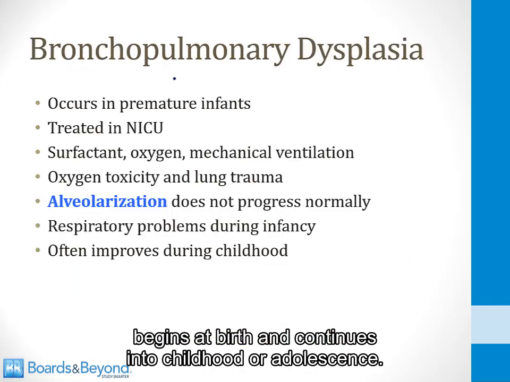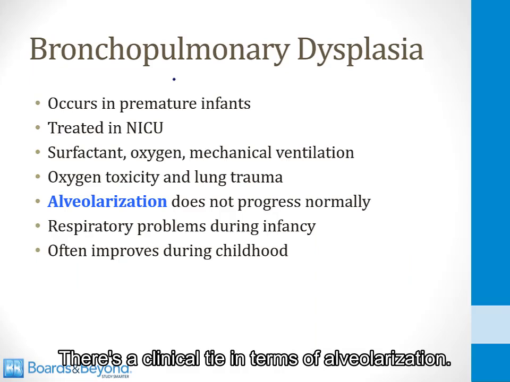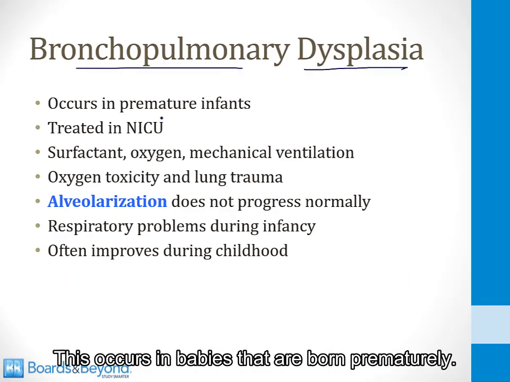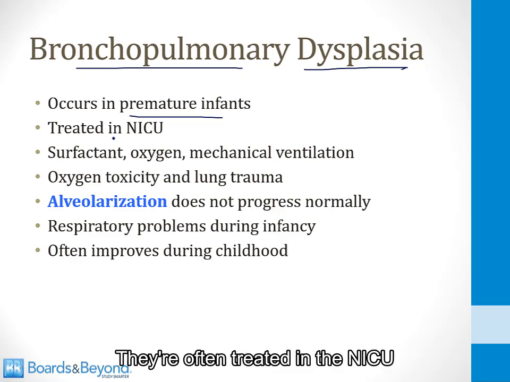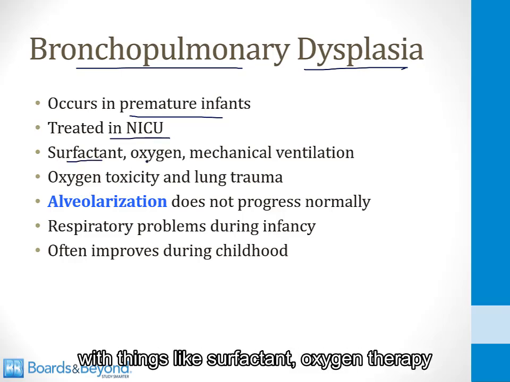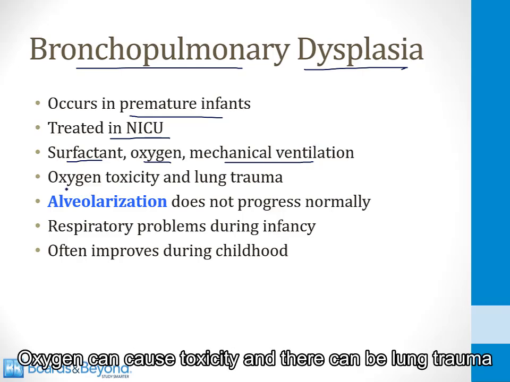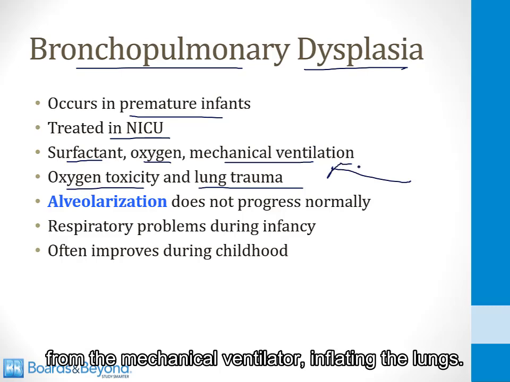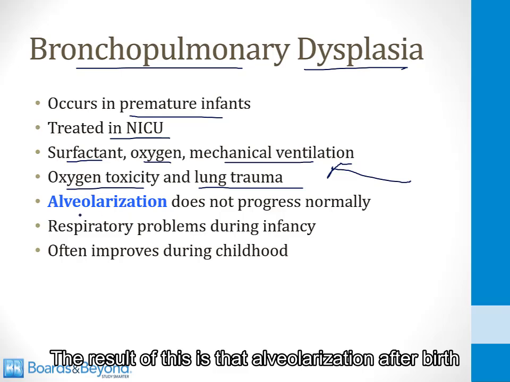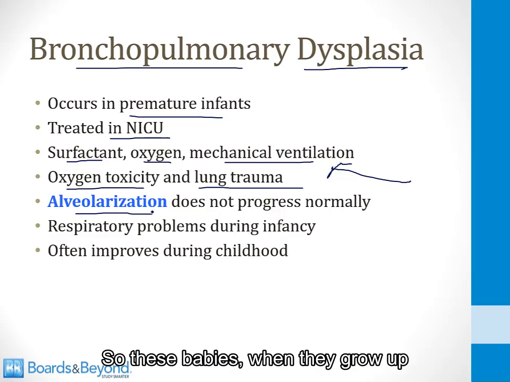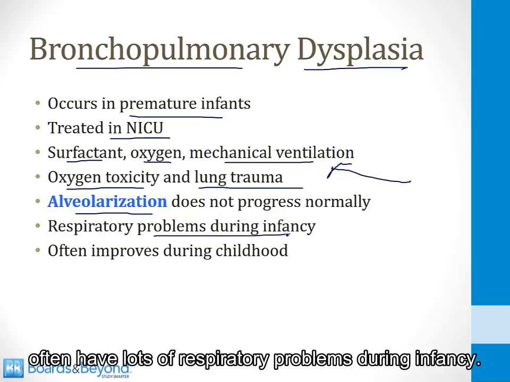There's a clinical tie-in in terms of alveolarization, and that has to do with the disorder bronchopulmonary dysplasia. This occurs in babies that are born prematurely. They're often treated in the NICU with things like surfactant, oxygen therapy, and mechanical ventilation. Although this keeps the baby alive, it also causes damage to the lungs. Oxygen can cause toxicity, and there can be lung trauma from the mechanical ventilator inflating the lungs. The result of this is that alveolarization after birth does not progress normally, so these babies, when they grow up, often have lots of respiratory problems during infancy.